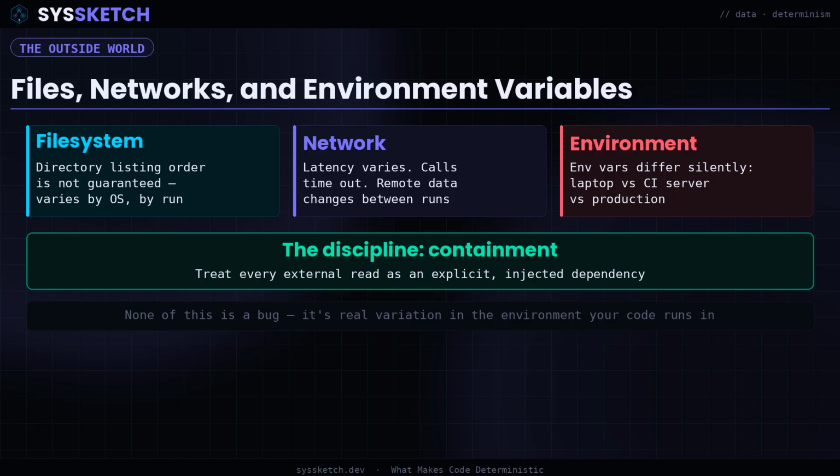Even environment variables can differ silently between your laptop, your CI server, and production. None of this is a bug in the traditional sense, it is real variation in the environment your code executes in. The discipline here is containment. Treat every external read as an explicit, injected dependency, and never let your core logic assume the outside world will hand back the same thing twice.